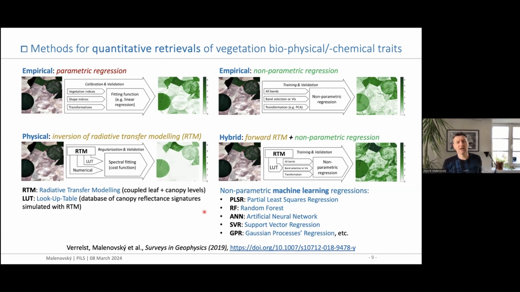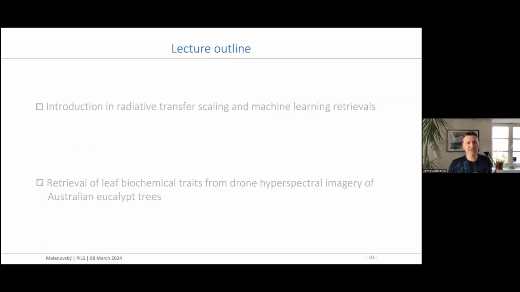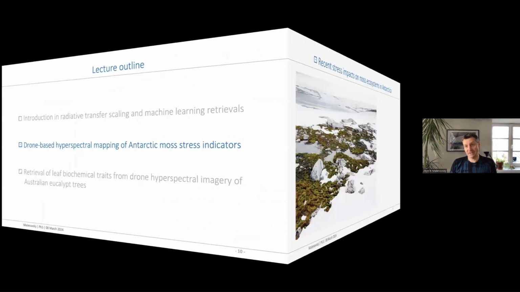So these are the 4 types, and I will today present 2 case studies for empirical non-parametric regression and hybrid retrieval. Now, please don't mix up the hybrid retrieval with the hybrid machine learning. These are 2 different things. What I'm talking about is a hybrid retrieval using physical modeling and machine learning. So my first case study is drone-based mapping of Antarctic moss stress.